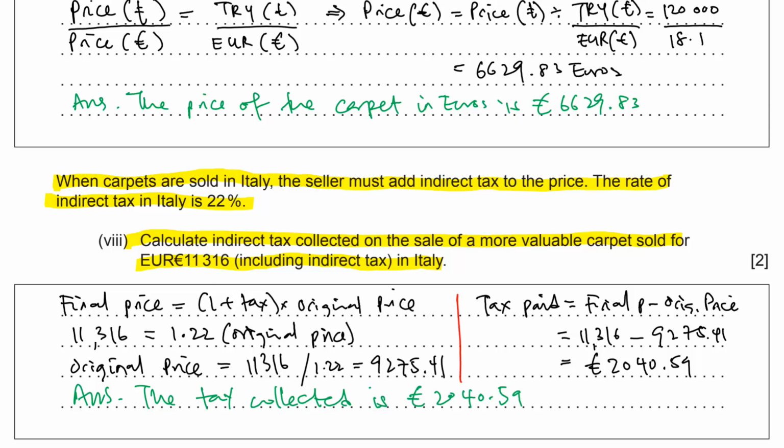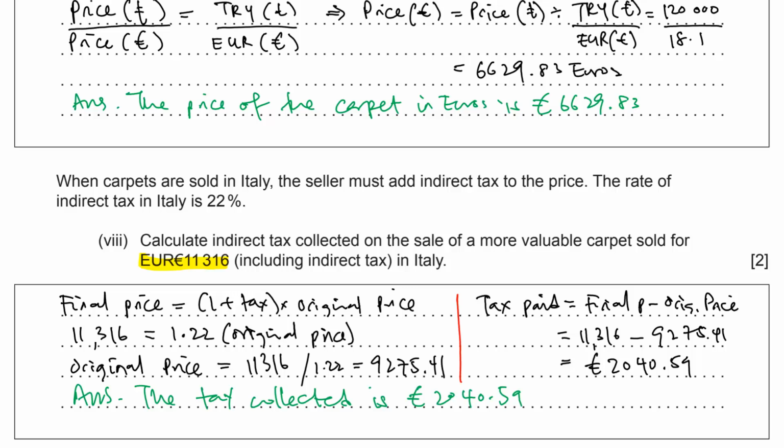Okay, so the way we're going to do this is we need to figure out the actual amount, the total euro amount, of tax that's being paid. To figure out how much tax has been paid, we take the final price, which is the price including the tax, and we subtract the original price, which is the price without the tax. The final price that was paid was 11,316. So we have the final price.